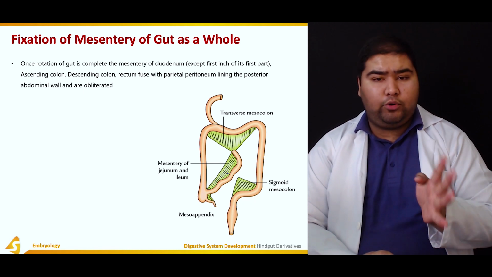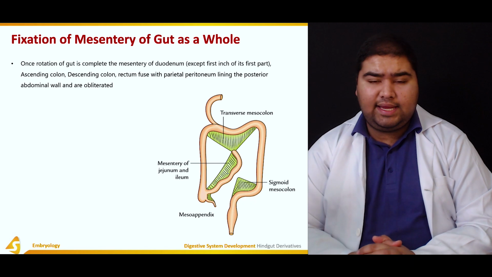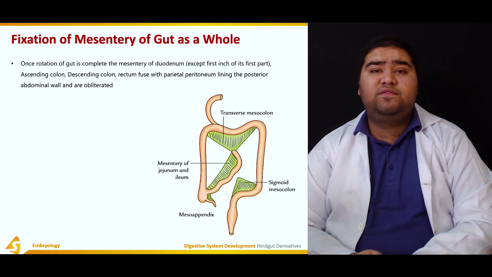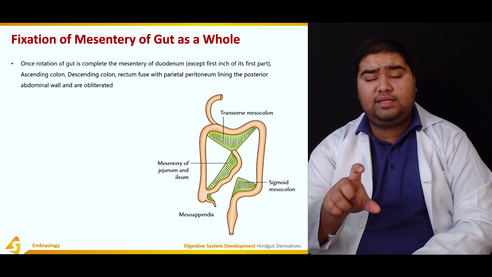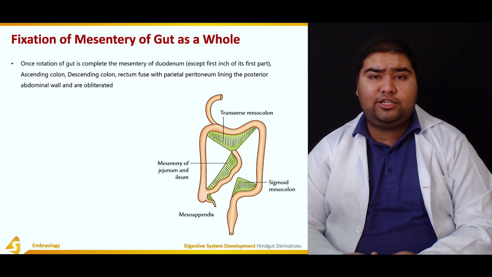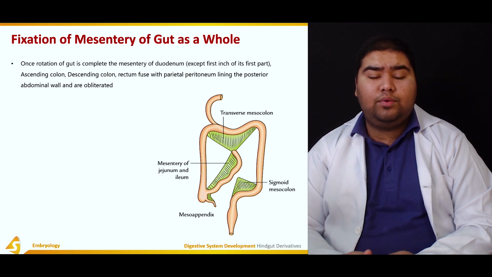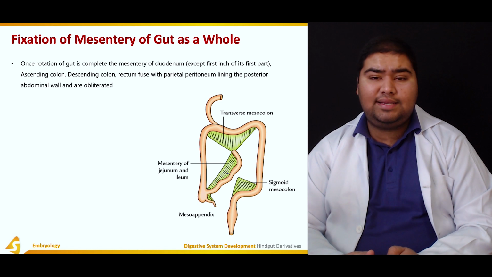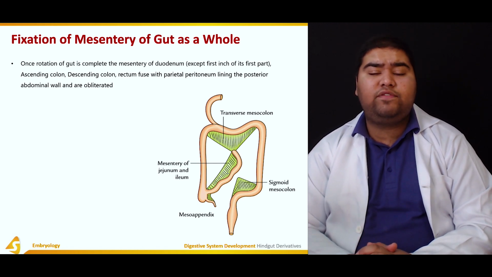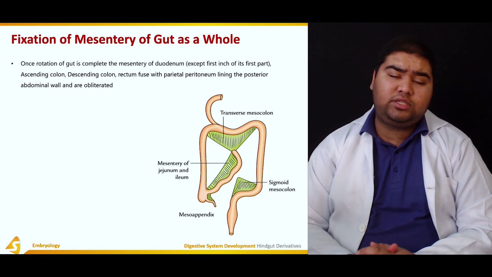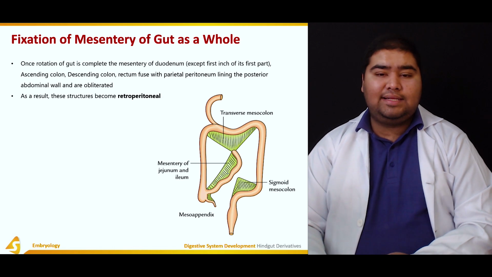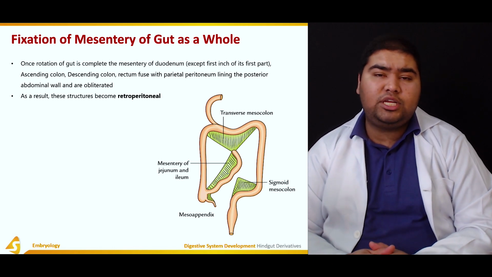So important is to remember these sites: the mesentery of the duodenum, except for the first inch of its first part, that is the pylorus, which is still covered by the duodenal mesentery. Except for that, the entire duodenum, then the ascending colon and the descending colon and rectum, the mesentery of these structures fuse with the parietal peritoneum of the posterior abdominal wall and are obliterated. As a result, these structures become retroperitoneal.